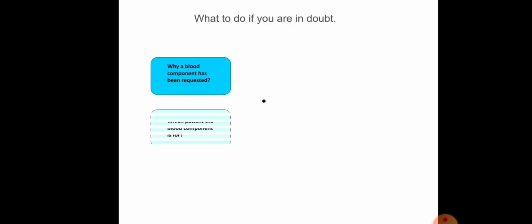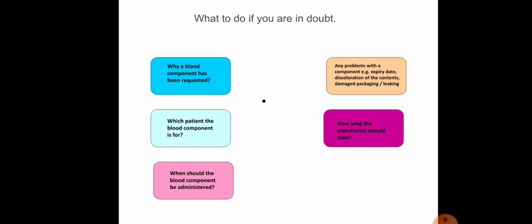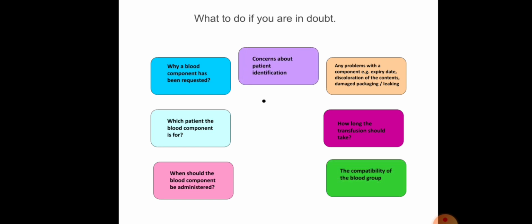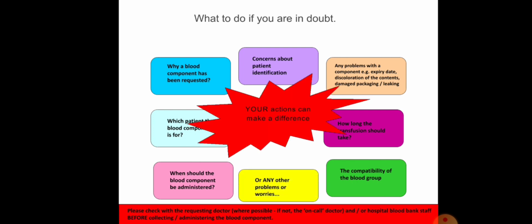Why has a blood component been requested? That should be our first question. Which patient is the blood component for? When should the blood component be administered? Is there any problem with the component, such as expiry date, discoloration of the contents, damage to the packing, or leaking? How long will the transfusion take? Has the compatibility of the blood grouping been checked or not? Any concern about patient identification or any other problems of worry.